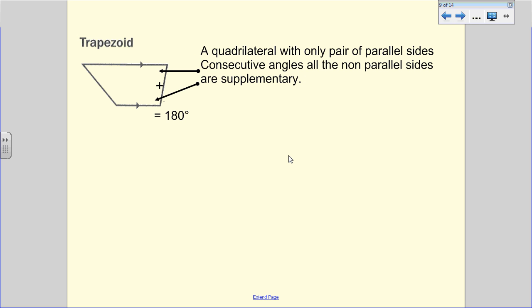A trapezoid was a special type of quadrilateral, so we moved away from the parallelograms, and it has only one pair of parallel sides, which is why it can't be included with the parallelograms. And what we know is that because we have two parallel sides, the consecutive angles along the non-parallel sides are supplements. These are same-side interior angles, and from early on in the year, we know that same-side interior angles are supplementary. So if we take the two angles that I've marked and add them together, they're going to equal 180.